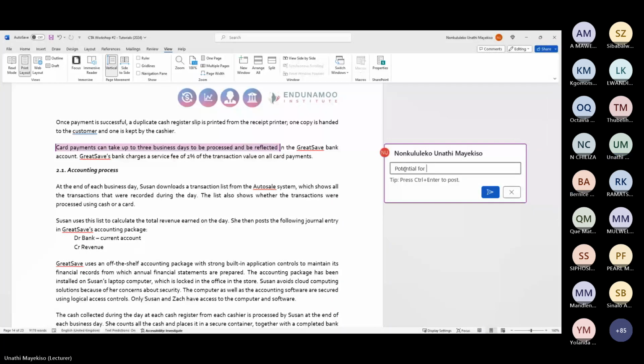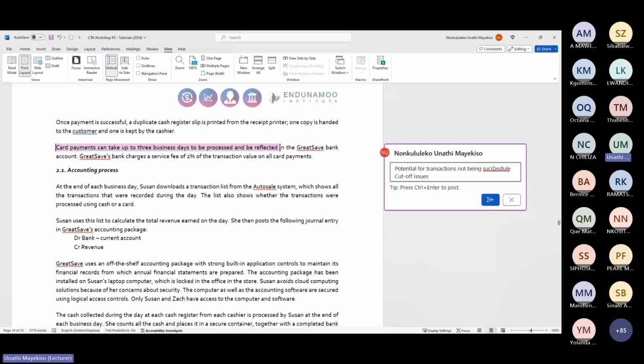Or I would want to link it with cut off to say that, for transactions that occurred maybe towards the end of the year and date, we might not have a correct balance in the bank account because the transactions take up to 3 days.